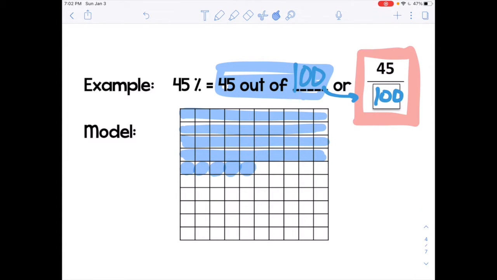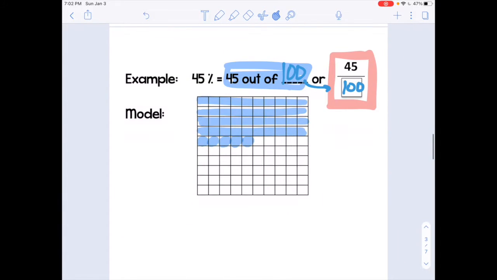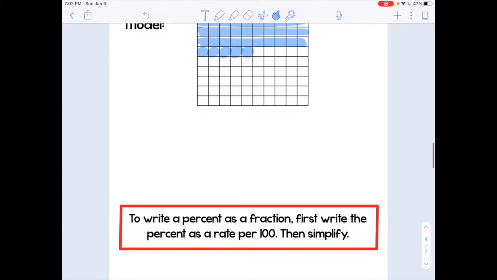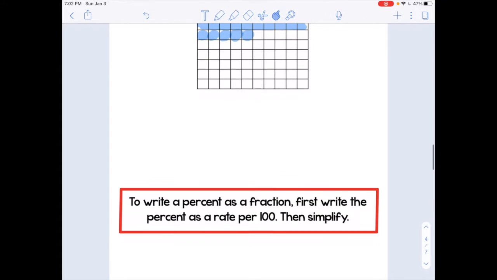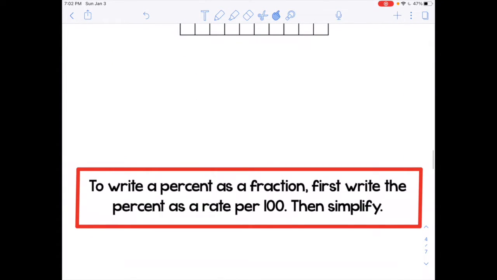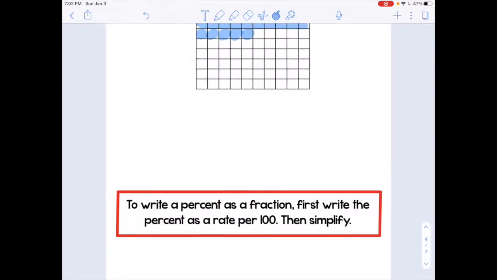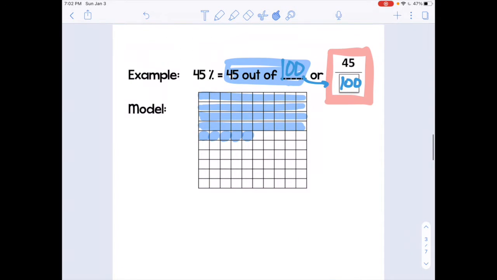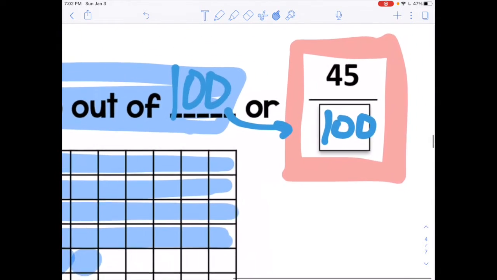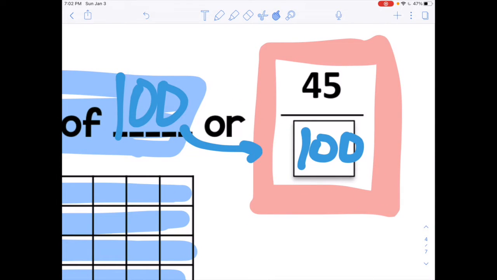All right, so it's not so tricky if you get a 100 grid, and we're going to stay on 100 grids for the rest of today. If you need to write a percent as a fraction, first we're going to write the percent as a rate per 100 and then simplify. So that's something we actually already did. Up here, here's the fraction. Here it is, 45 on top of 100.